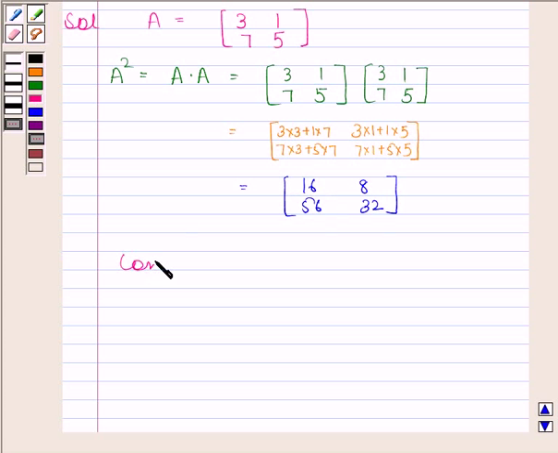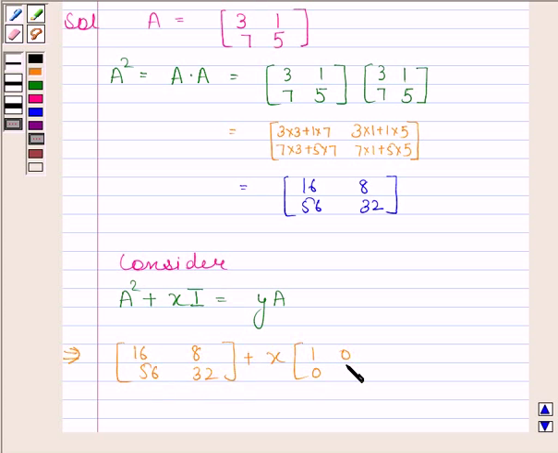Now consider A square plus XI equals to YA. Now this implies, now A squared is equal to this matrix, so we have 2 by 2 matrix in which elements are 16, 8, 56, 32 plus X into unit matrix equals to Y into A, that is given matrix.